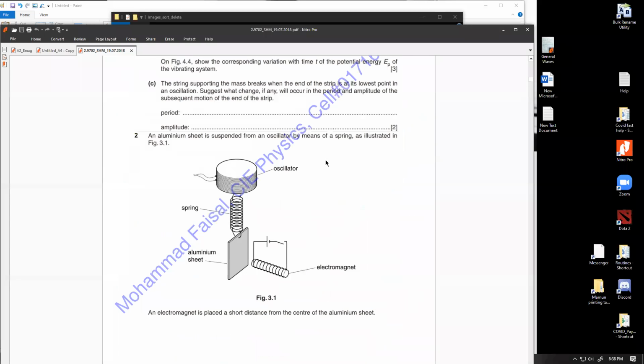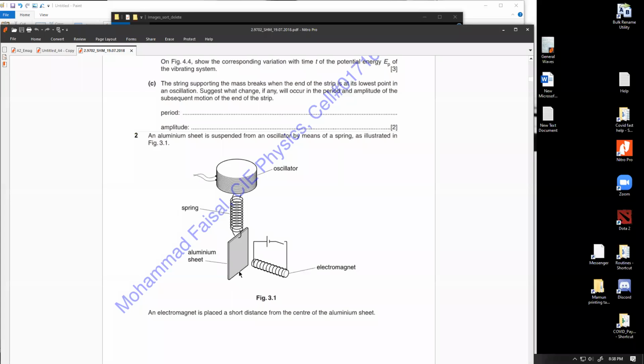Number 2, an aluminum sheet is suspended from an oscillator by means of a spring, as illustrated in figure 3.1. An electromagnet is placed a short distance from the center of the aluminum sheet. So this is what is happening. In this case, without the presence of the electromagnet, if we give this aluminum sheet a bit of a vibration, it's going to vibrate for a pretty long time.